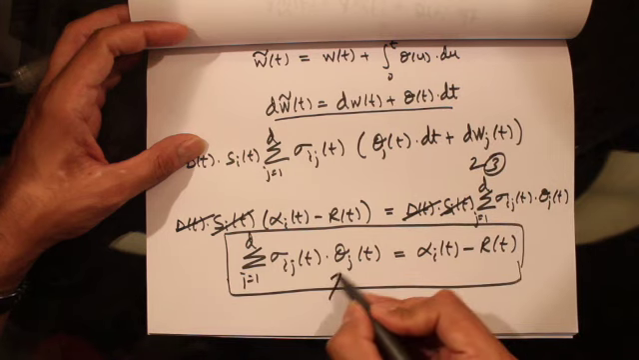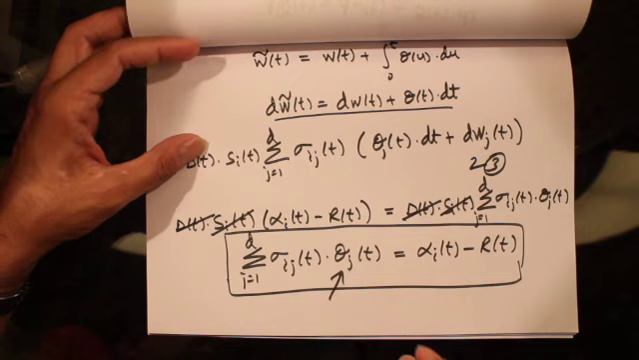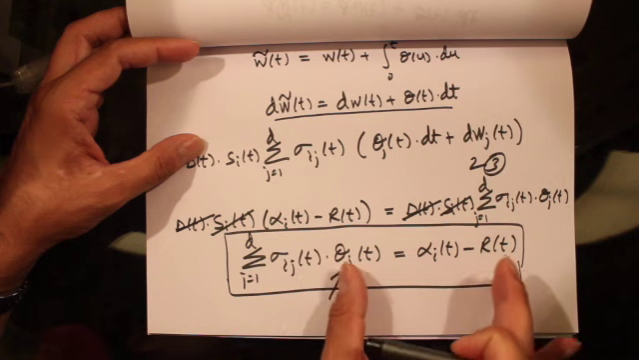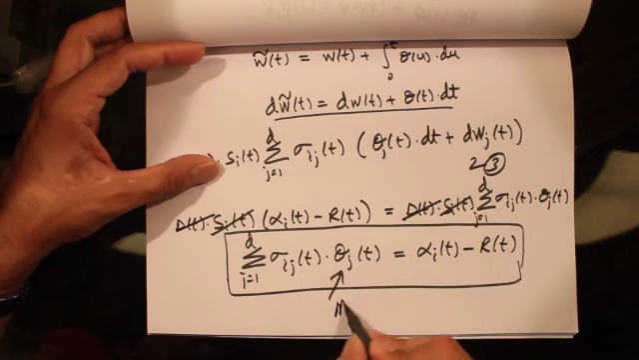Now this theta is called the market price of risk. And these equations are called the market price of risk equations.